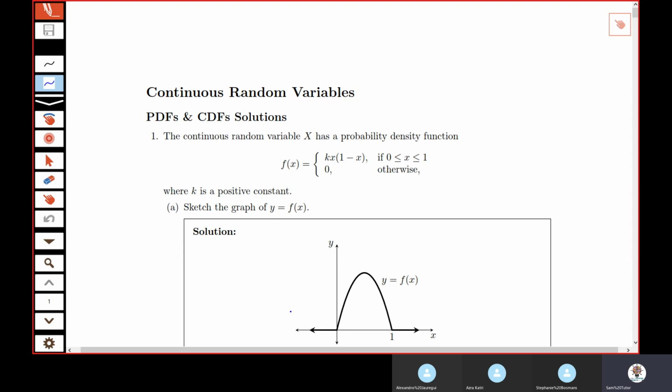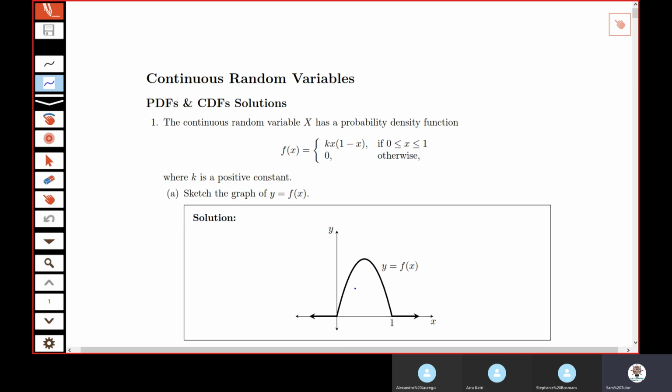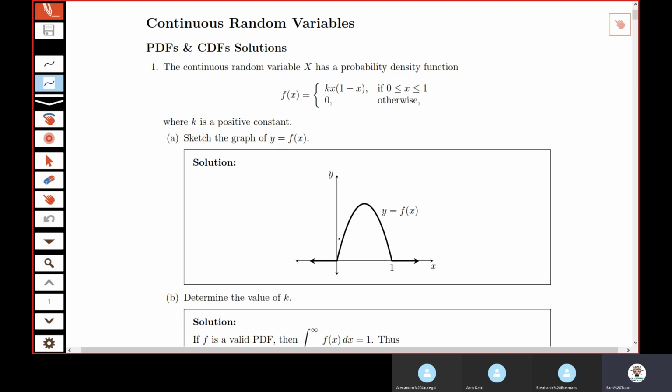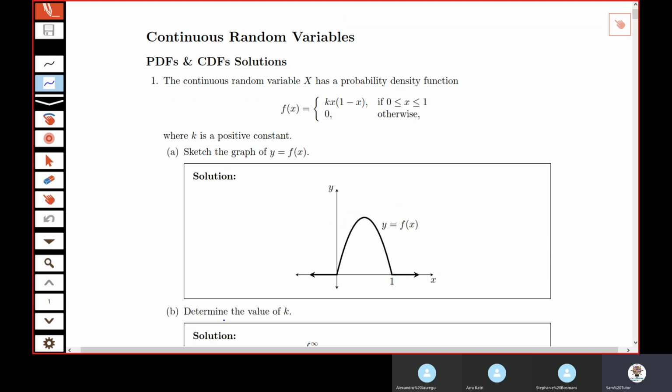Okay, so right now we have a probability density function that looks something like this. And we know it's symmetrical, right? You've got to keep that in mind, because that would help for certain questions. You'll see as we do them. All right, so it says determine the value of k.